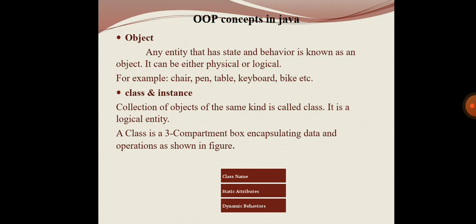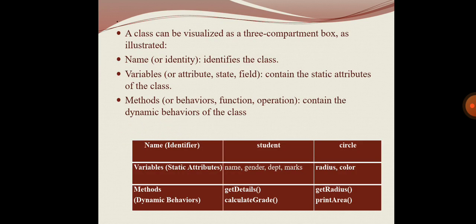Next is the class. A collection of objects of the same kind is called a class, and it is a logical entity. Moreover, it has three components: class name, static variable, and dynamic behavior. If you consider a class, Student is the class name, the attributes may be the register number and mark, and the dynamic behavior is getting the details of the attributes, get detail of.